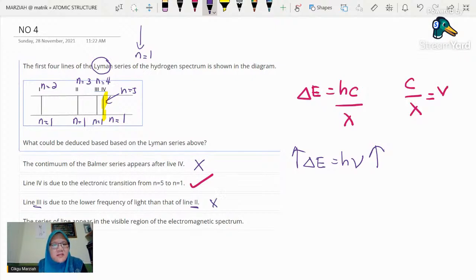Okay, the series visible region pun salah. This is not in the visible region. Visible region adalah untuk Balmer. So the answer is statement number 2. Okay, right.